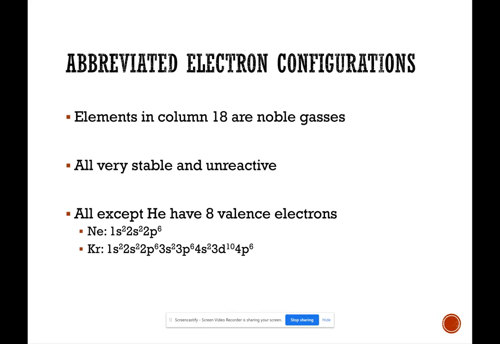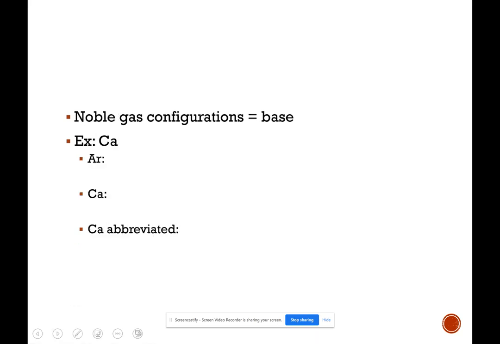So neon's electron configuration is 1s2, 2s2, 2p6. Krypton is in row 4, so krypton ends in 4p6. So all noble gases are going to end in p6. And we can use this to abbreviate, to shorten what we need to write down for electron configurations. You use the noble gas configuration as a base.